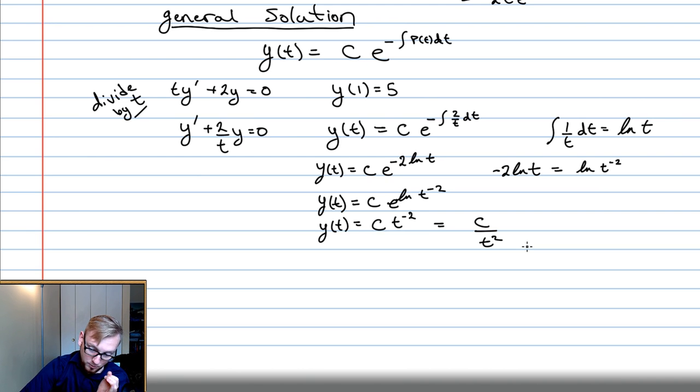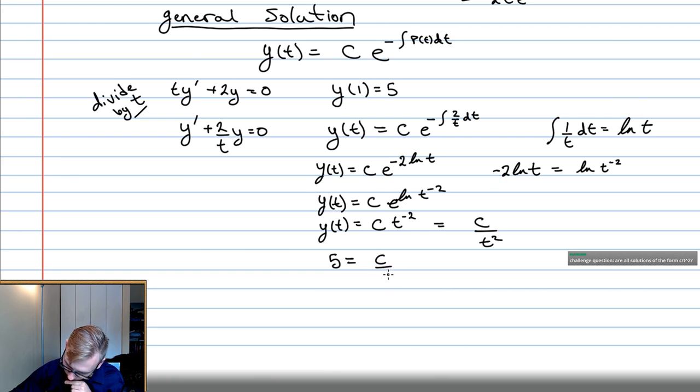Now, we're going to try the initial condition. Our function has a t value of 1 and a y value of 5. So we've got 5 is equal to c over 1 squared. So c equals 5, which means our final general solution is all the solutions of the form c over t squared.